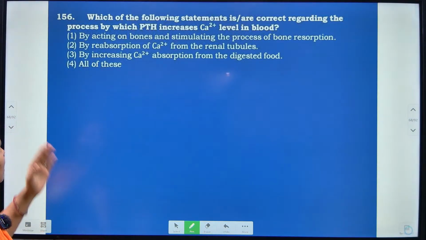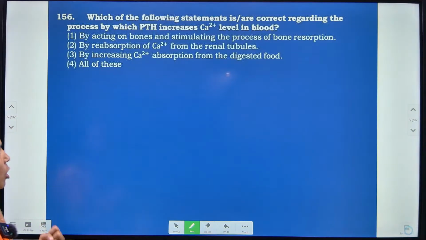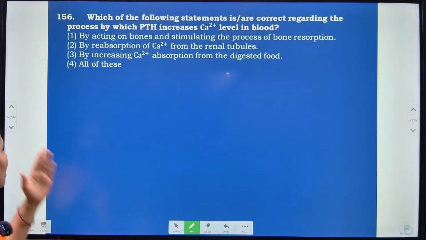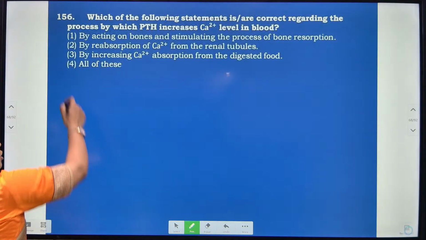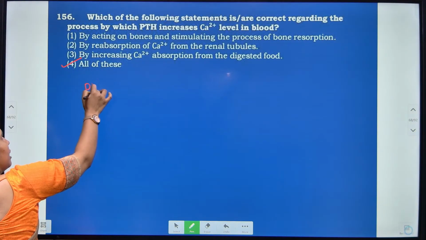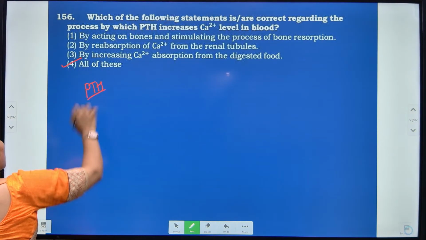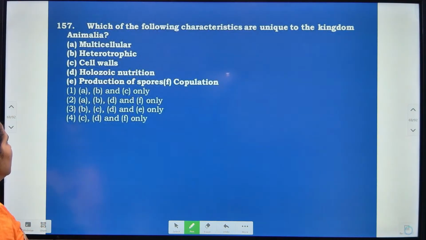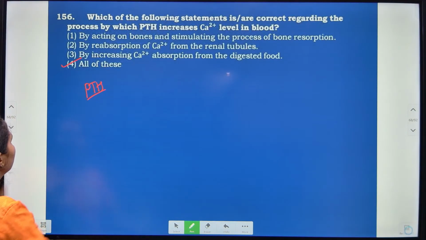So first one is, it is going to act on the bones and stimulate the process of bone resorption. Next one is reabsorption of calcium from the renal tubules. Yes, because it is going to maintain the calcium level in the blood. By increasing the calcium absorption from the digested food. Yes, it is all the above. PTH is nothing but parathyroid hormone here. So the option here is all of this.